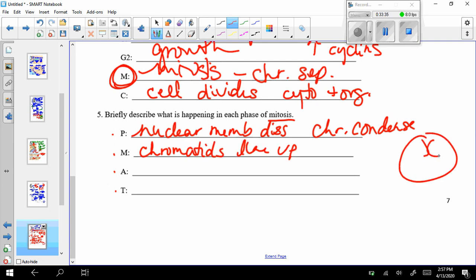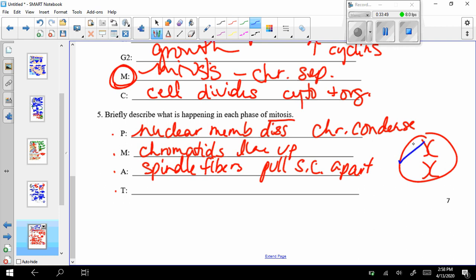So metaphase, you'll see it looking like this. And then anaphase, the spindle fibers pull the sister chromatids apart. So here's my sister chromatids being pulled to each side. So once they're pulled, I end up in anaphase with a cell that looks like this.